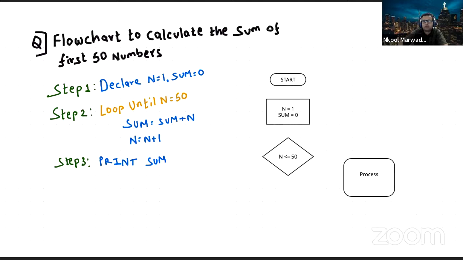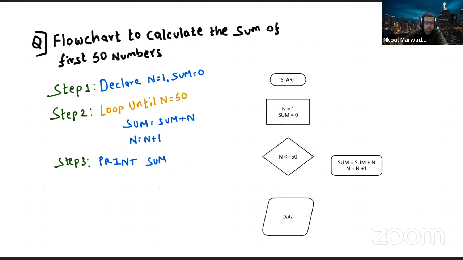Then what I have to do is, after that I have to just print the result, and then the flowchart will be terminated. That is the end.